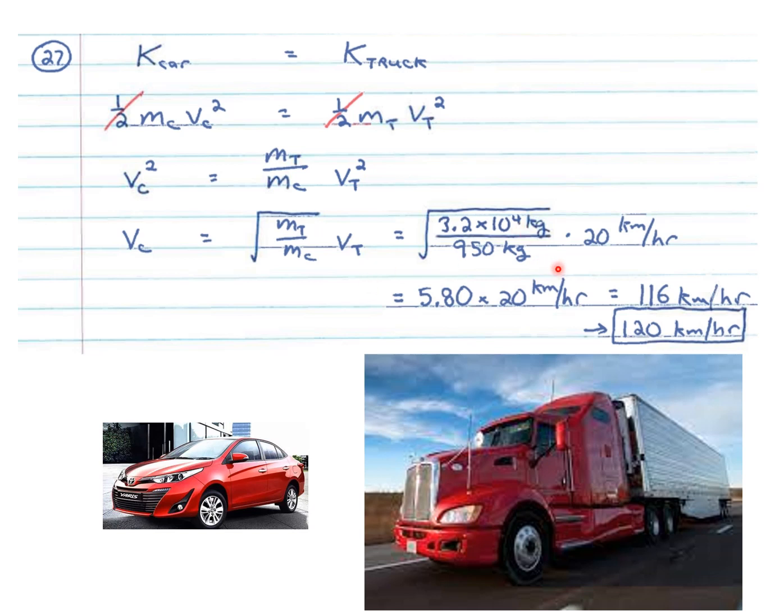Now we plug in all the values. You have the ratio of those masses, square rooted, times 20 kilometers per hour, and you end up with 5.8 times 20 kilometers per hour. So the bit with the radical, what that's showing is that the car needs to be going 5.8 times faster than the truck in order to have the same kinetic energy. So that comes out to 120 kilometers per hour.